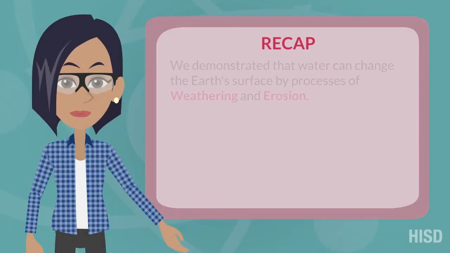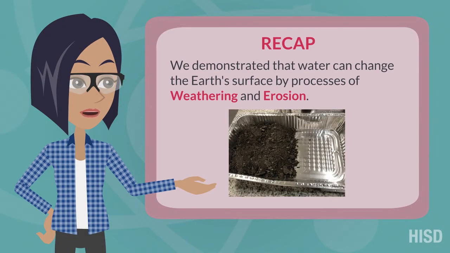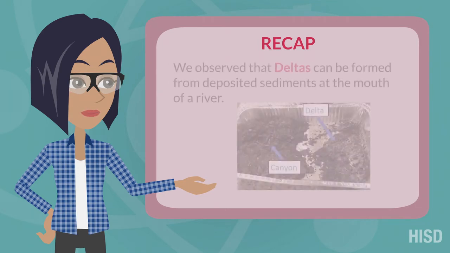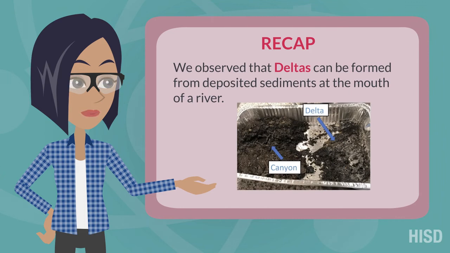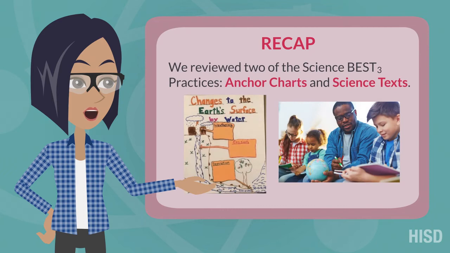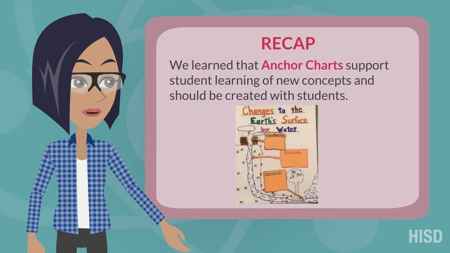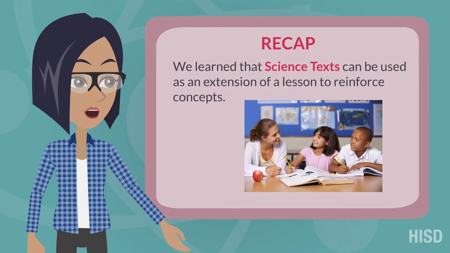Here's a quick recap. We demonstrated that water can change the Earth's surface by processes of weathering and erosion. We observed that deltas can be formed from deposited sediments at the mouth of a river. We reviewed 2 of the science best practices, anchor charts and science text. We learned that anchor charts support student learning of new concepts and should be created with students. We learned that science text can be used as an extension of a lesson to reinforce concepts.